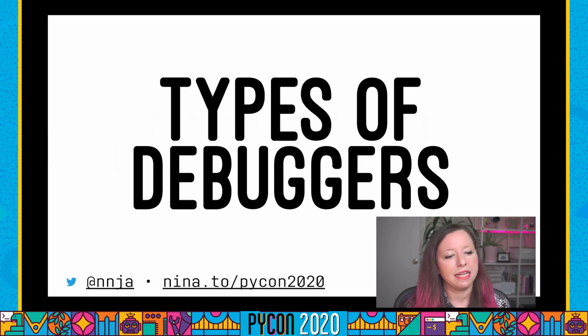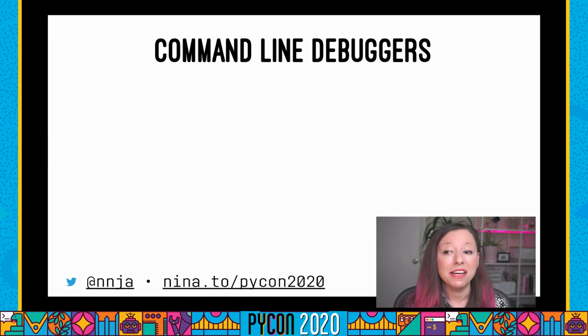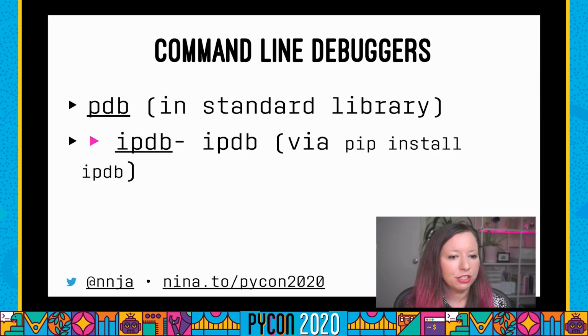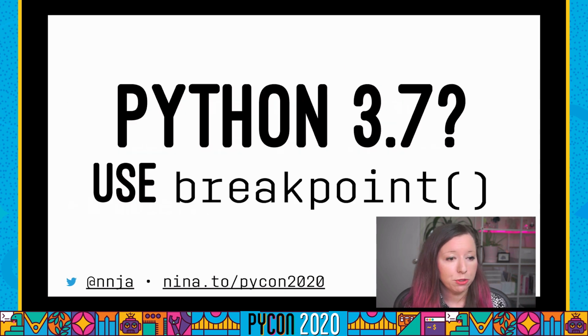Now, there are different types of debuggers. You saw a quick demo earlier of command line debugging. PDB is included in the standard library. It's a great option. It's portable. You don't need to install anything else or configure anything else. But I tend to use IPDB, which is installable via pip, and it offers syntax highlighting and nicer tab complete and some of the other nice features of the IPython package. And that's what I'm going to be demoing in a few minutes, but there are a lot more options.